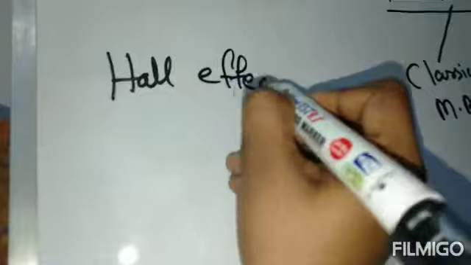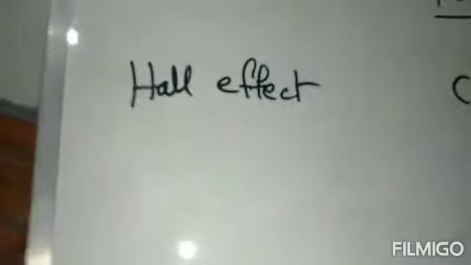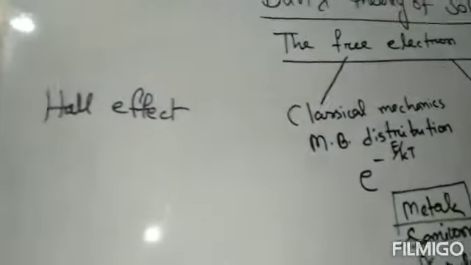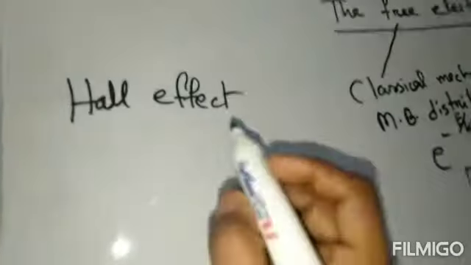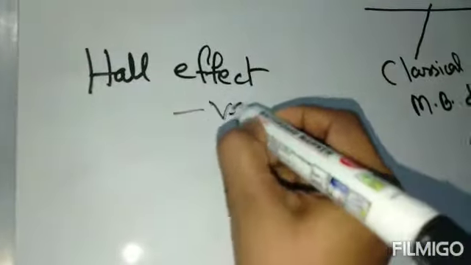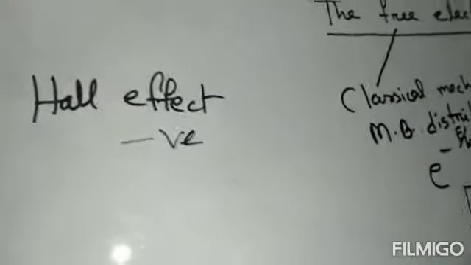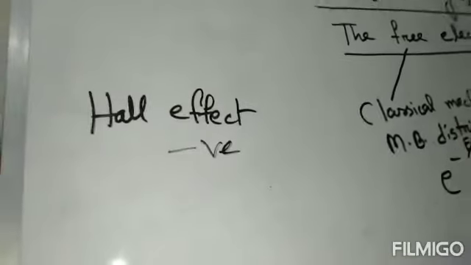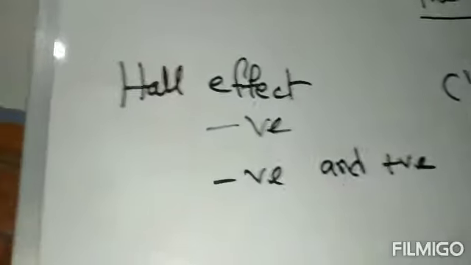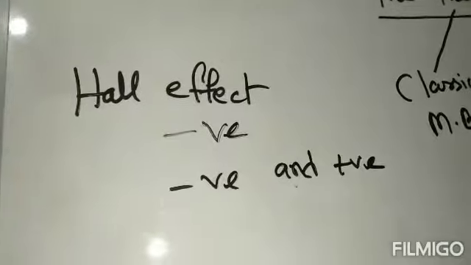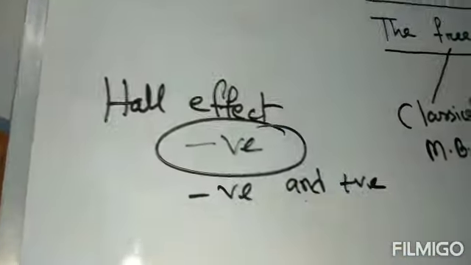Now we also know the term Hall effect. In the Hall effect, for this model we get only a negative coefficient, but experimentally we get both negative and positive coefficient values. So if we consider the free electron gas model, we get a negative coefficient, not positive.